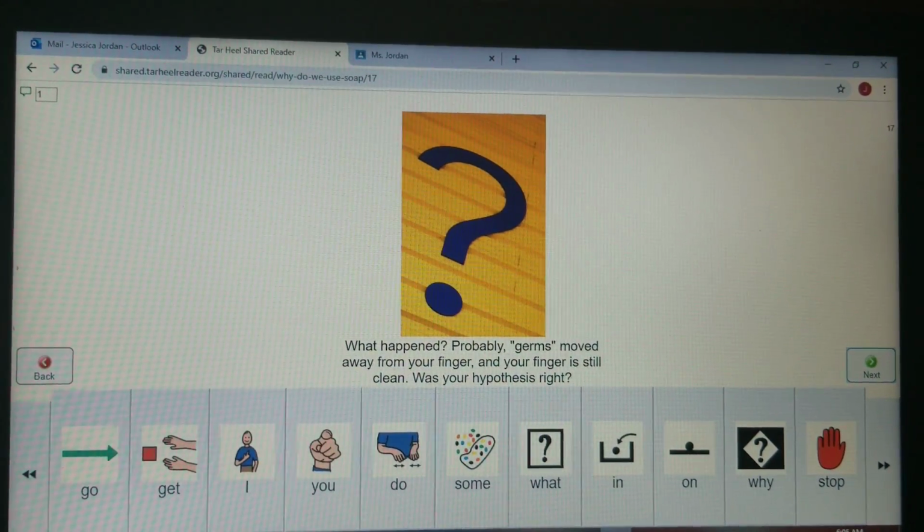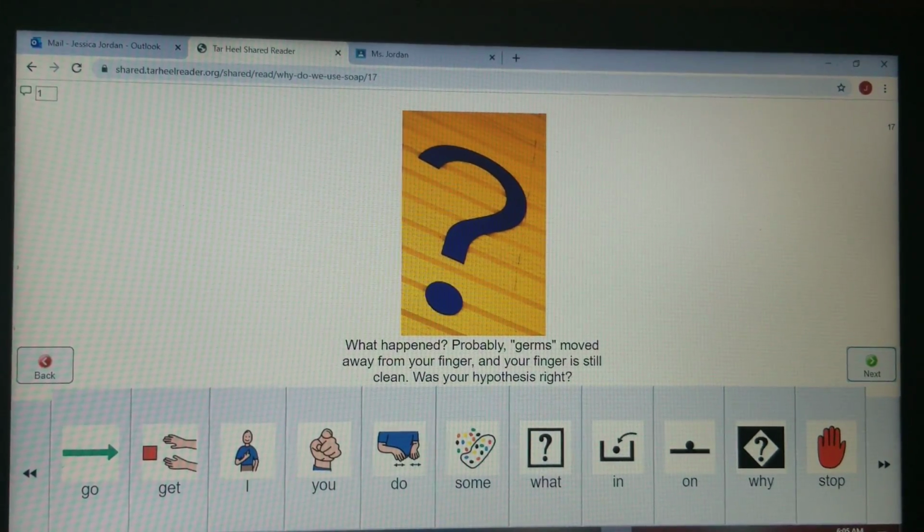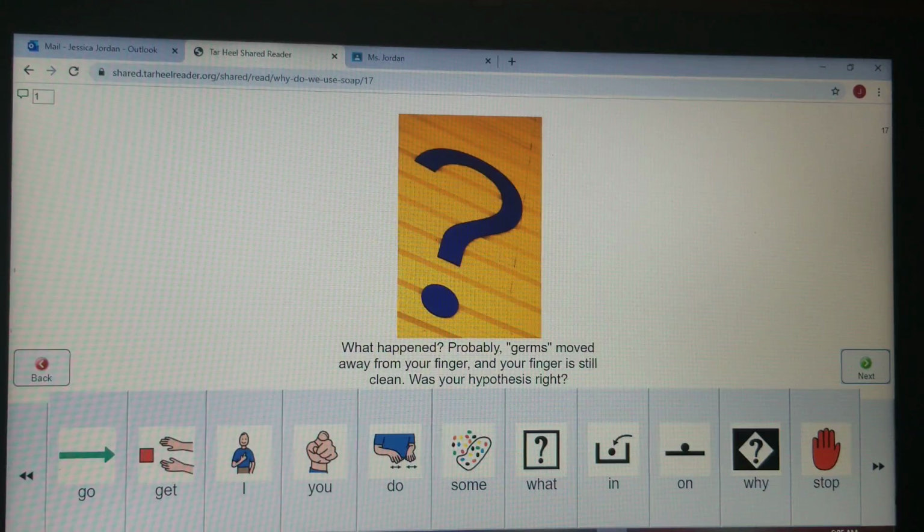Was your hypothesis right? I said that I thought that the soap would keep my finger clean and the germs away, so my hypothesis was right. Did you think the same thing?